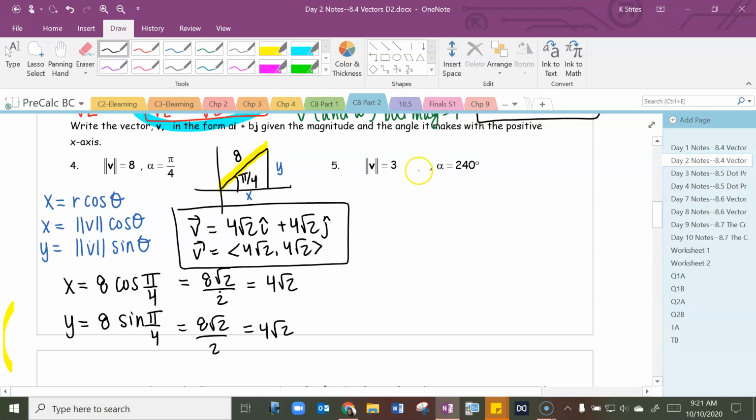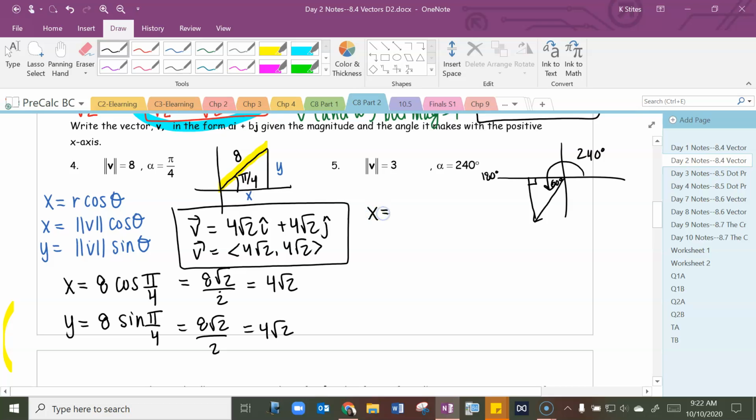All right, let's go ahead and try the next one. This time we have a magnitude of 3 and our alpha is 240. Okay, so 240 would be over here, right? And we will have to find our reference angle. Reference angle is how many degrees we are from our x-axis, which was at 180 degrees here. So that means that I'm 60 degrees away. The reason we want to find that is because we are going to have to find sine and cosines. So we need to know what our reference angle is so we know what our sine and cosines are.